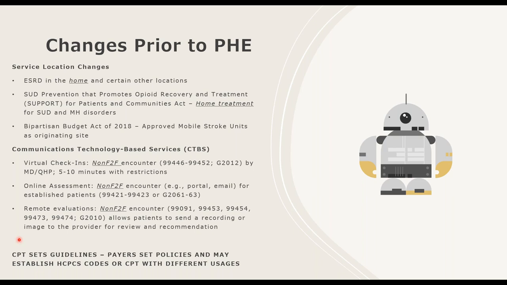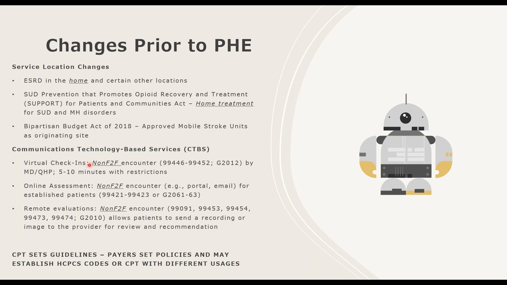There are service location changes, right? So we know that they added ESRD in the home. They added those mobile stroke units. SUD was approved for home treatment as well, which is great because that means these patients who really struggle, and who are really worried about a stigma being attached to them, can get the care that they need. A lot of these places, they can get the care they need anytime. It's amazing. And then the communication, so the CTBS services that were added: your virtual check-ins, your online assessments. These are all your non-face-to-face encounters, right? Portal, email, and the codes that you would use for it.